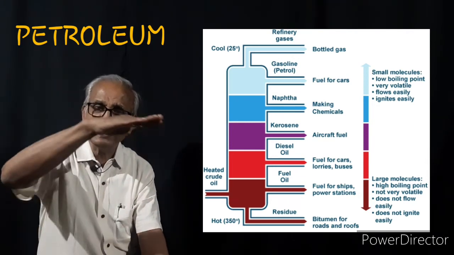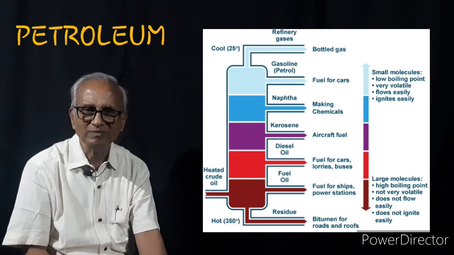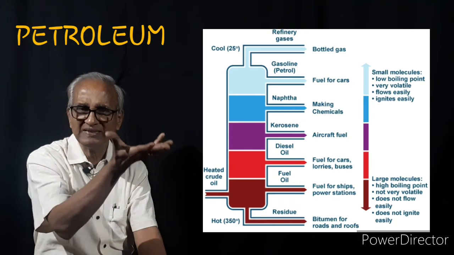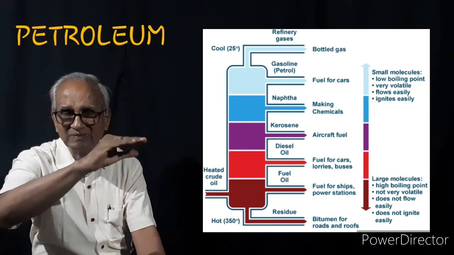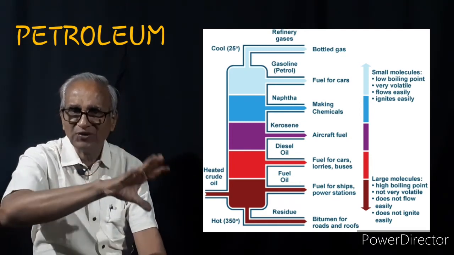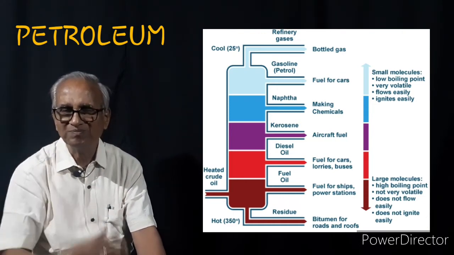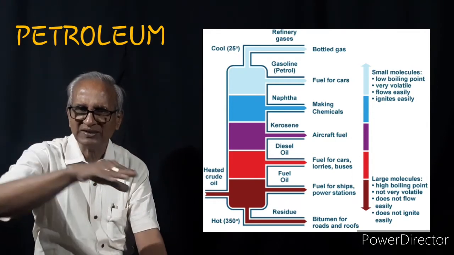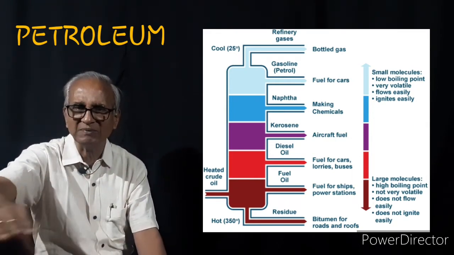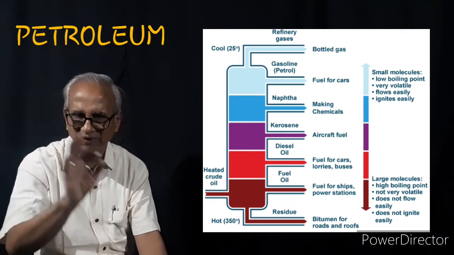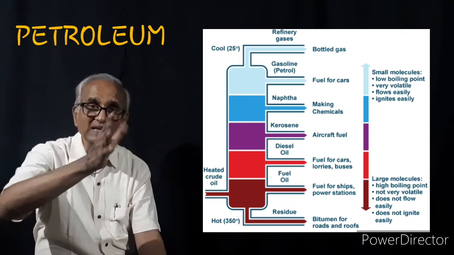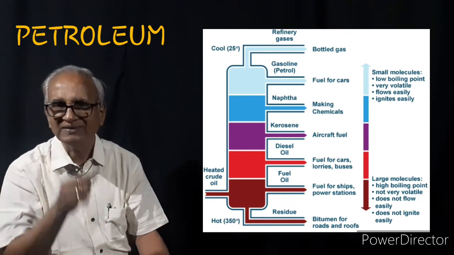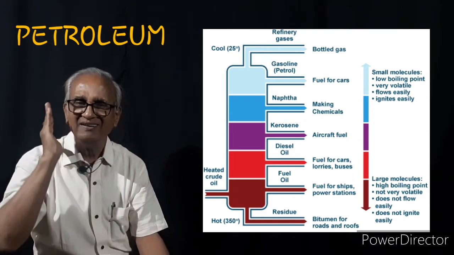They go for fractional distillation. Petroleum, the temperature is raised. When the temperature is raised at different levels, at different temperatures, different products come out. At 150 degrees you get something, 148 degrees you get something else, 140 degrees you get something else. Like that, I gave an example to you. At different temperatures, you get the different products out. That is called fractional distillation.